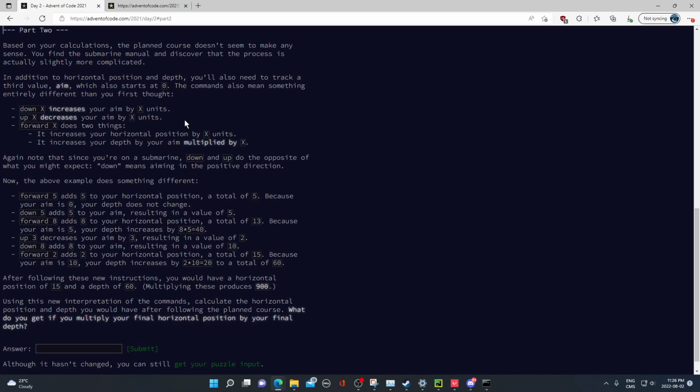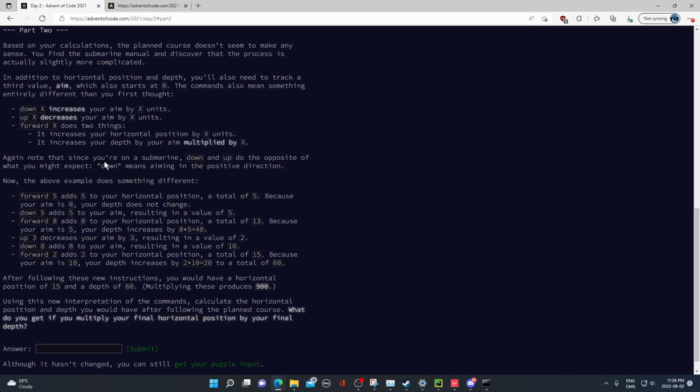I'm guessing it could be negative, huh? Because if you keep on decreasing your aim, then it could be negative, and then your depth would change by your aim, which is negative, multiplied by x, which will not be negative. This x value cannot be negative, so the result would be negative, and your depth would decrease. Okay, makes sense. Just something to keep in mind.